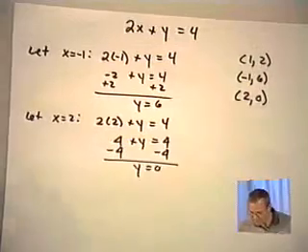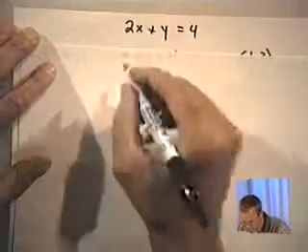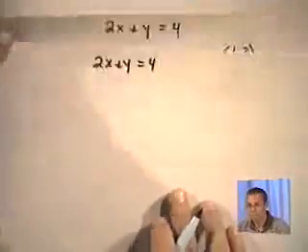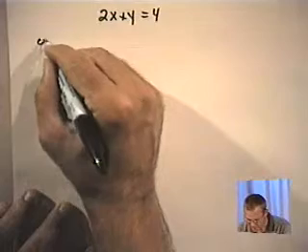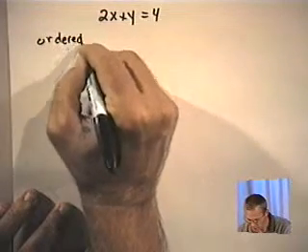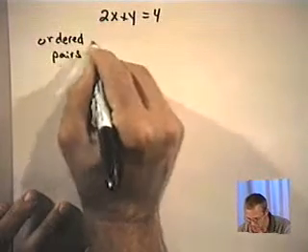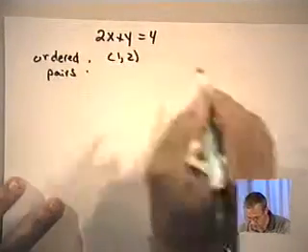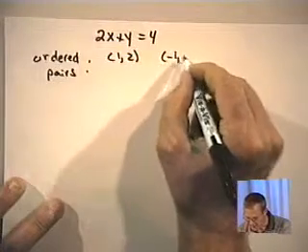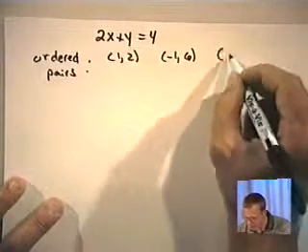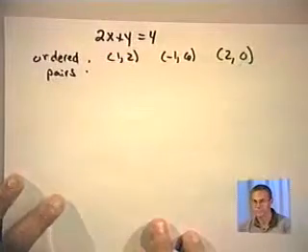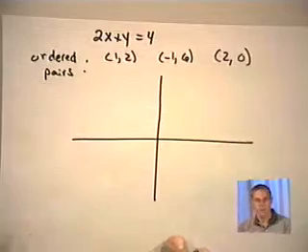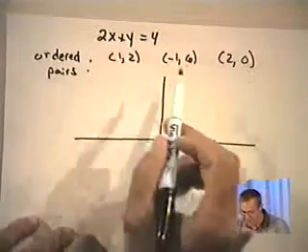Let me get another sheet of paper. Let me write down the equation. I have found the following ordered pairs that satisfy this equation. The point (1, 2), the point (-1, 6), and the point (2, 0). Now let's construct a rectangular coordinate system, and let's plot these 3 points.